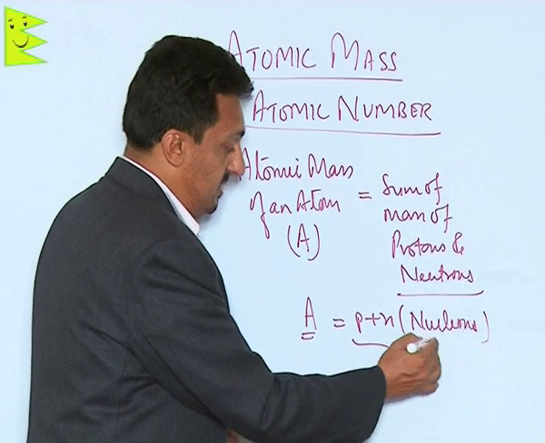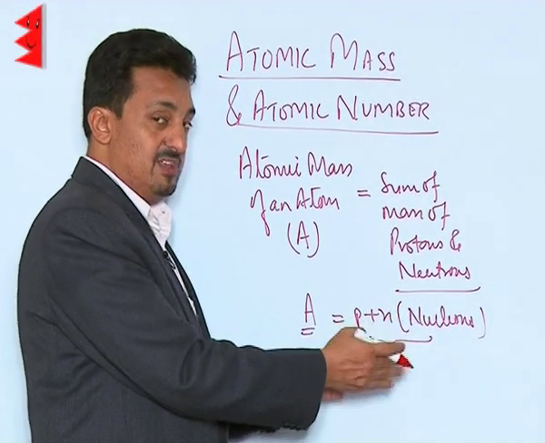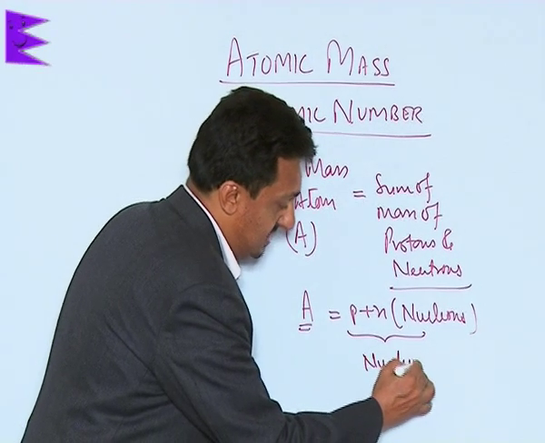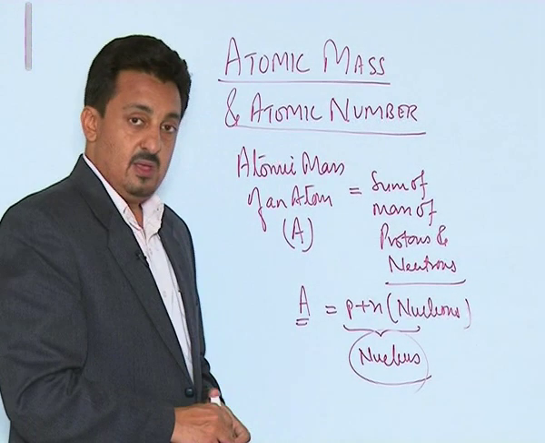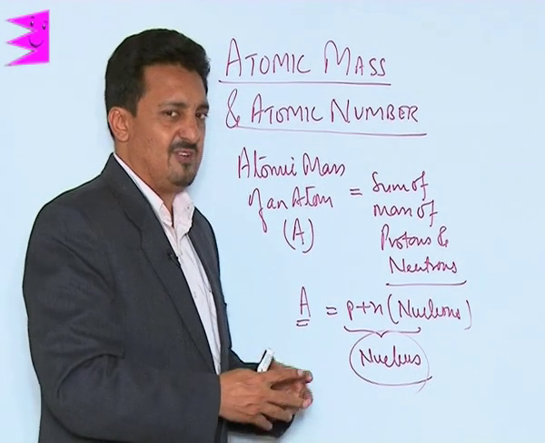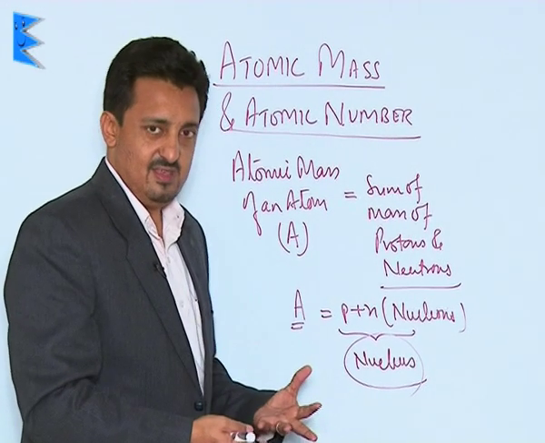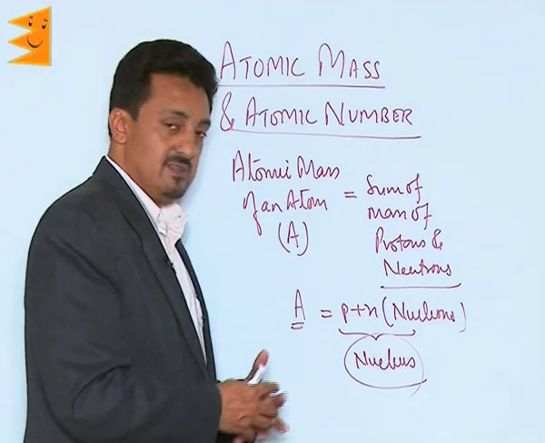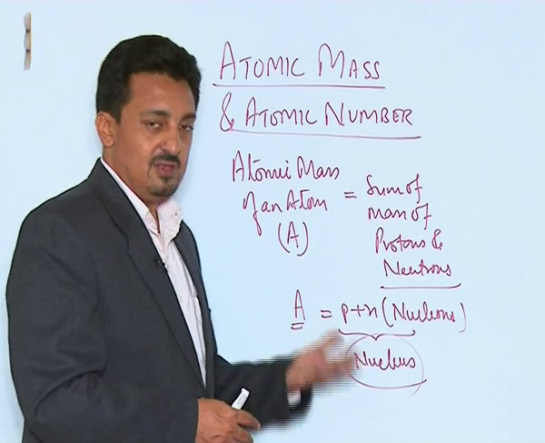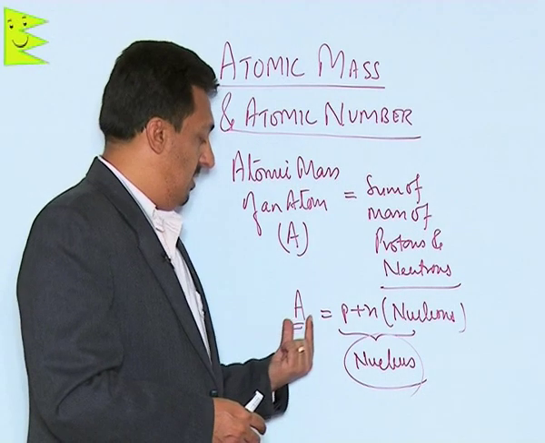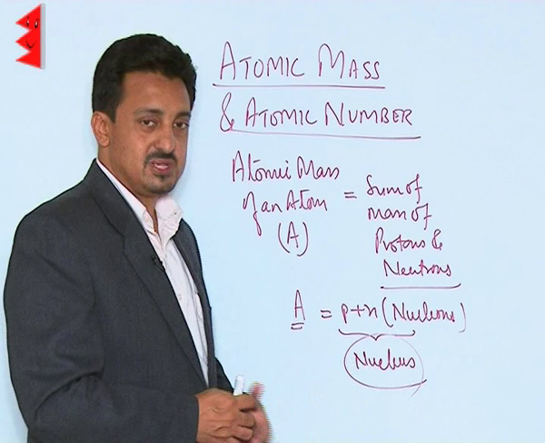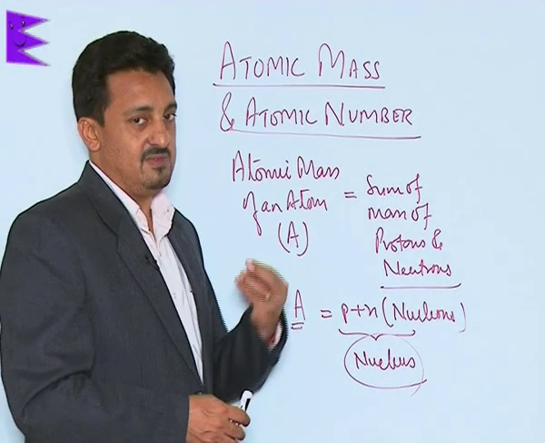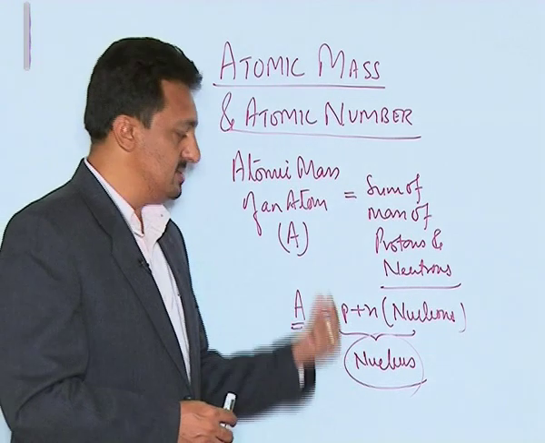And we know these are all present inside the nucleus. Why are they called nucleons? Because both of these particles are present inside the nucleus. Why are we not including the electrons in this? Because electrons have almost negligible mass, and that doesn't make much difference to the total sum of these particles. That is why they are usually not considered. So atomic mass is the sum of the protons and the neutrons which exist in the nucleus of an atom, always the sum of the nucleons.